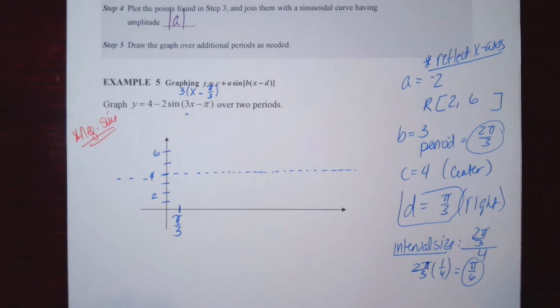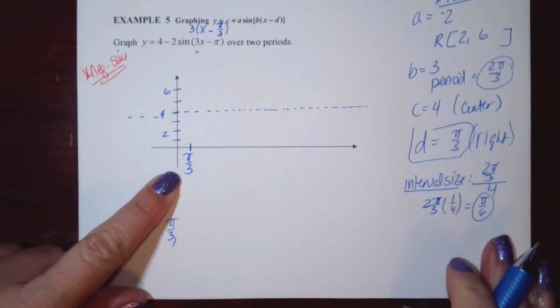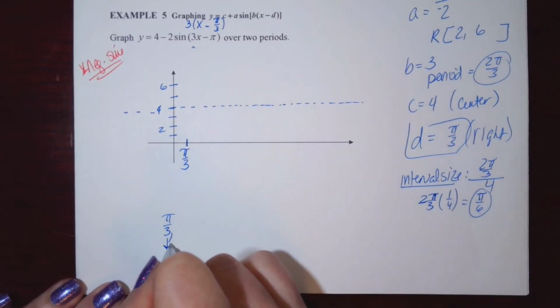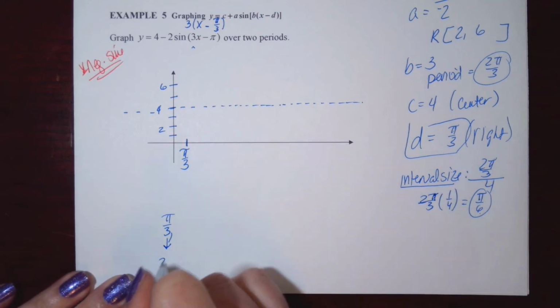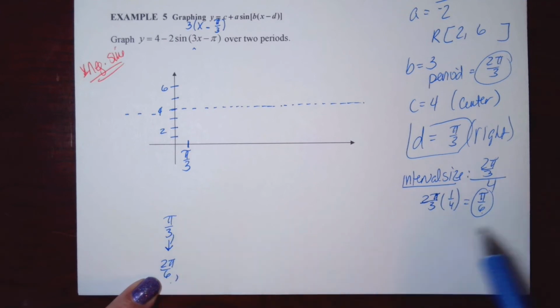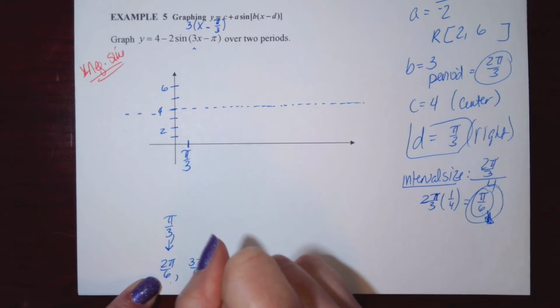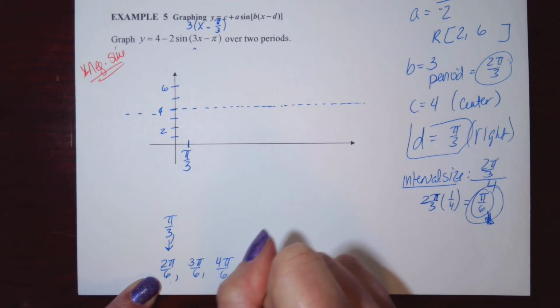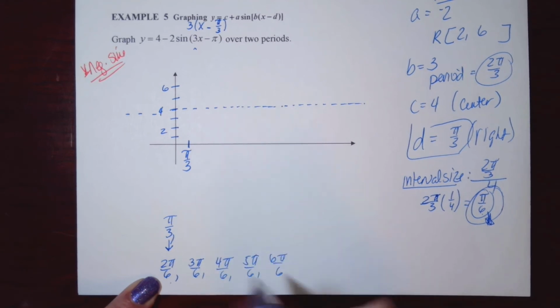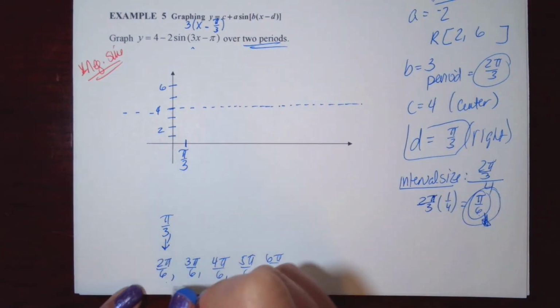Let's think about where those points are going to fall. My first point is going to fall at pi third. I need to add pi 6 to that. So I'm going to need a common denominator here. My common denominator is going to be the 6. So pi third is 2 pi 6. That's my first point. My interval size is that I'm going to add on pi 6 to that. So 2 pi 6 plus 1 is 3 pi 6, plus 1 is 4 pi 6, plus 1 is 5 pi 6, plus 1 is 6 pi 6. 1, 2, 3, 4, 5. But I've got 2 periods, so I need to keep going.